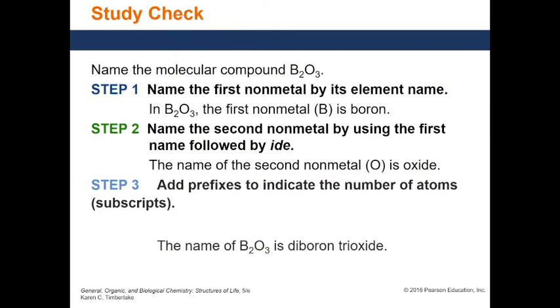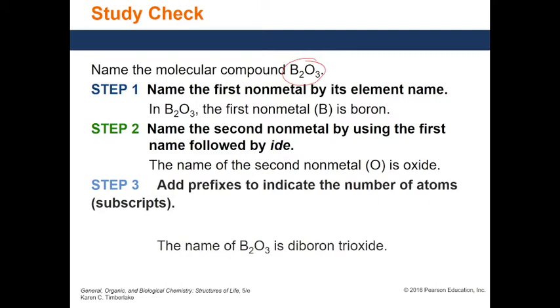Okay, we can try one more question. Here the question is, can you name the molecular compound B2O3? The question tells you here that it's a molecular compound, but that's not going to be the case most of the time. The formula would be given to you as B2O3.